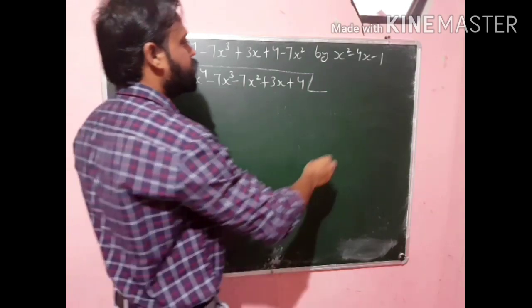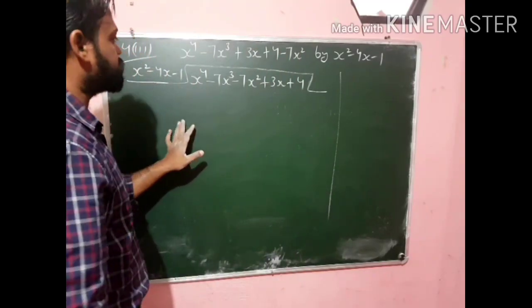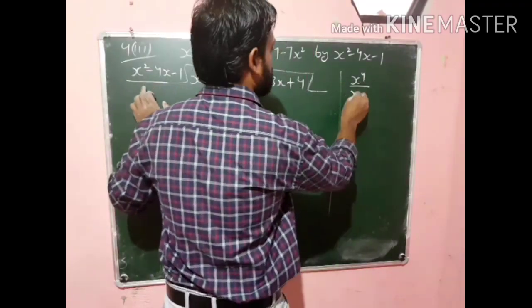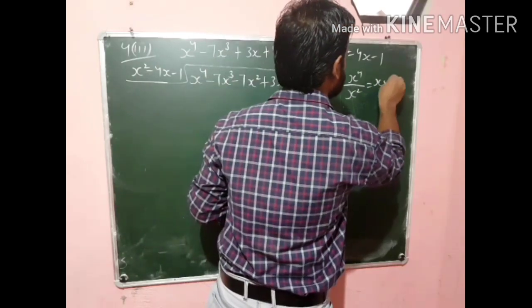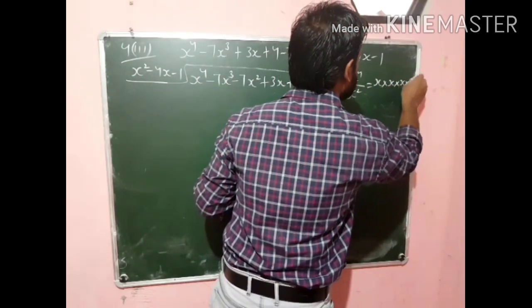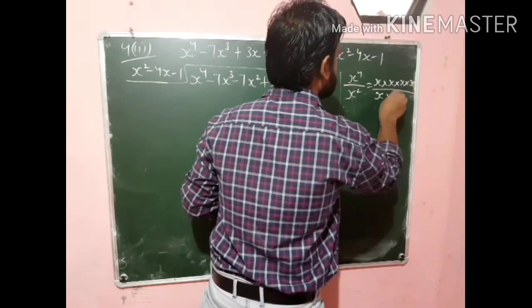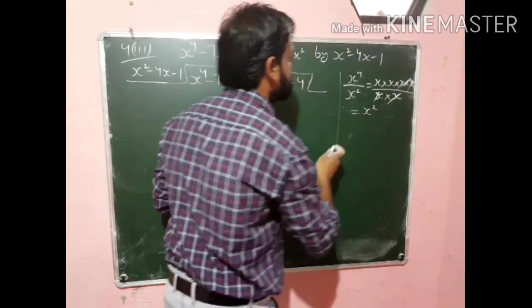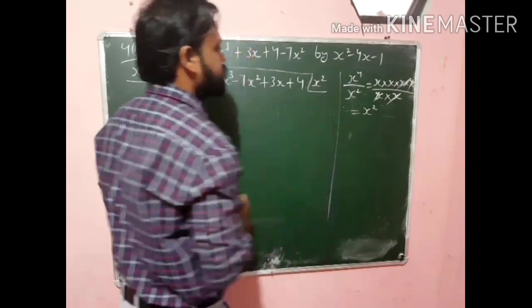So now we have to follow the same steps. What is the first step? Again this x raised to power 4 over this x square. Here x is for 4 times, write down it for 4 times, and of course in this case x is for 2 times. So common factors are cancelled with each other and we got x into x is x square. So write down x square here.